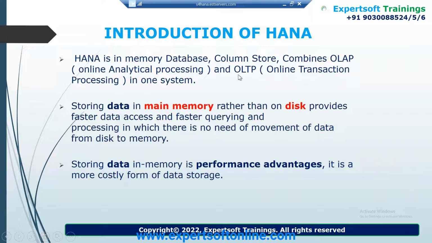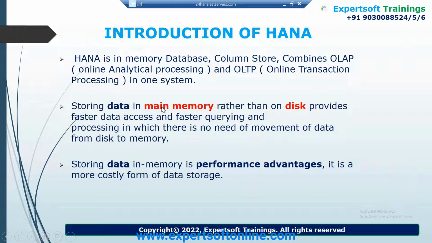So that is analytical processing. Online transaction processing means you have created a sales order in real time and you are creating purchase orders in real time. That is OLTP. Means everything is happening in real time in one system. So OLAP and OLTP, the HANA in-memory database supports both.